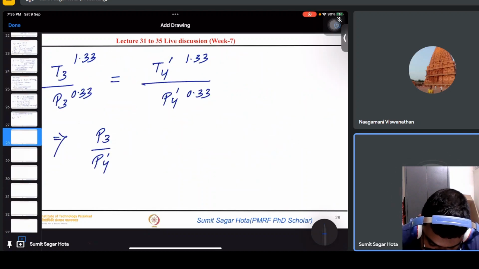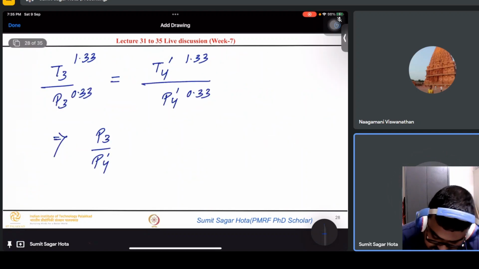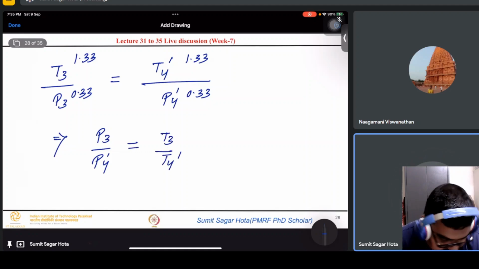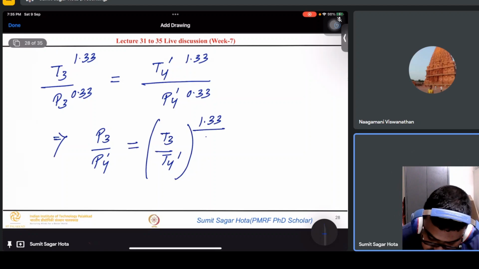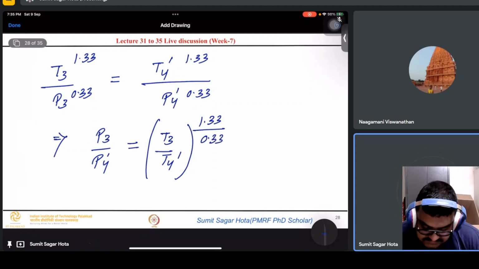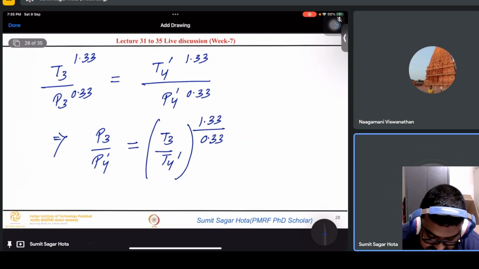Okay, so P3 by P4 dash is not given in the question, so that's the reason you do T3 by T4 dash to the power 1.33 by 0.33. Sorry, that formula is gamma by gamma minus 1, T3 to the power gamma, P2 to the power gamma minus 1. Okay, and gamma of the gas is 1.33, it's given.